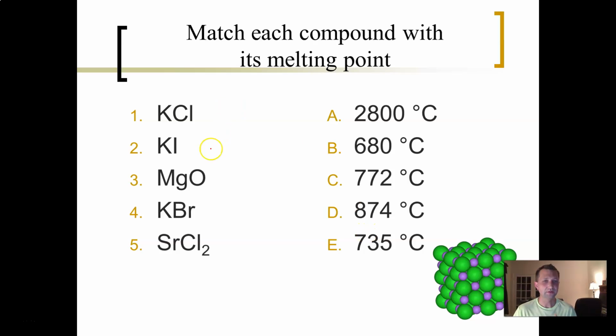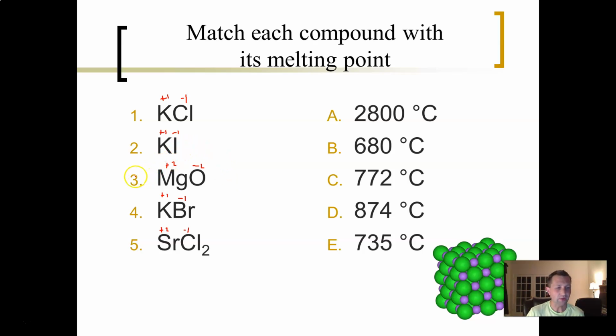Okay. So here's the strategy for this, guys. Go through and find your magnitude of charge on all these things. So K is +1, Cl -1. K +1, I -1. Mg +2, O -2. K +1, Br -1. Sr +2, Cl -1. Okay, here we go. What is the number one most important factor when looking at lattice energy? It is magnitude of charge.